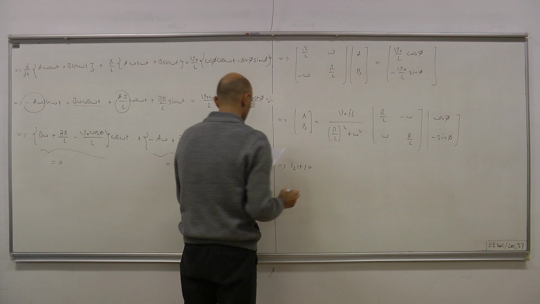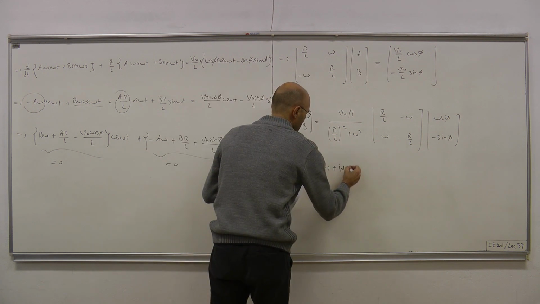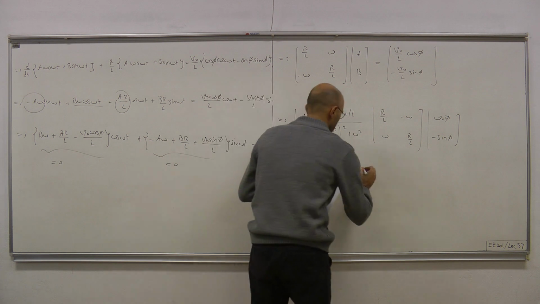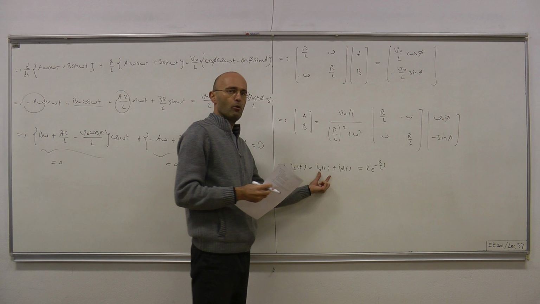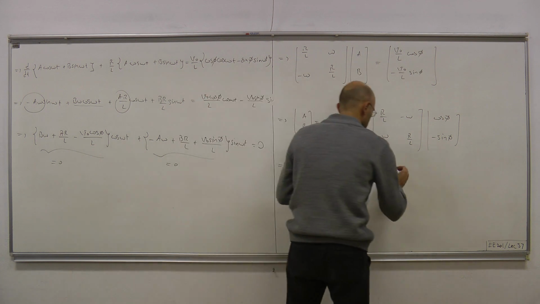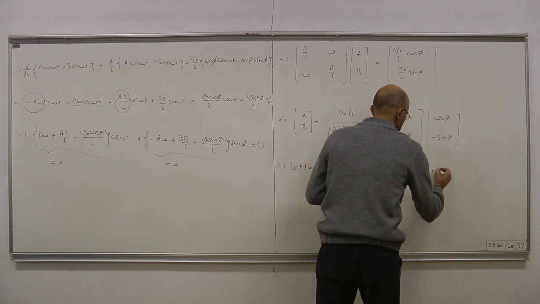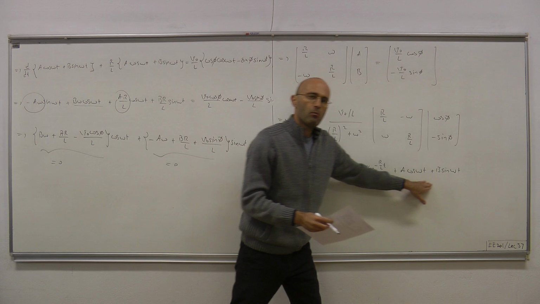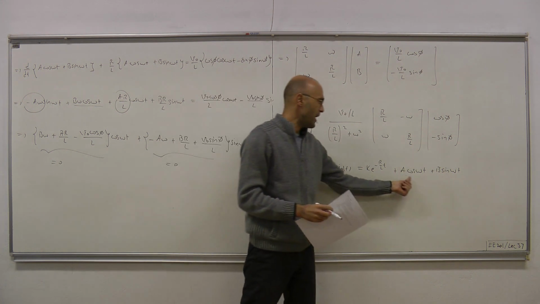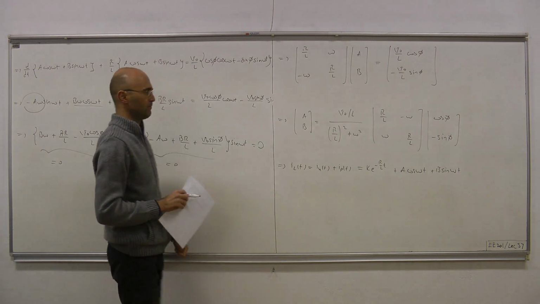I_L(t) therefore equals I homogeneous plus I particular, and that is k e^(-R/L t), the homogeneous part, plus a cosine omega t plus b sine omega t, and this is the particular solution. And at this point, a and b are no longer unknowns because we just computed them.